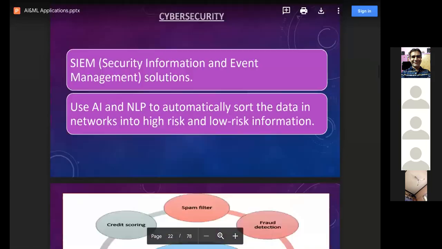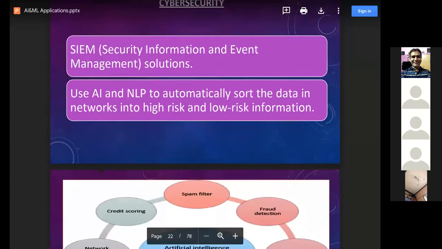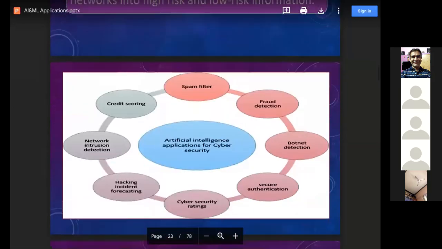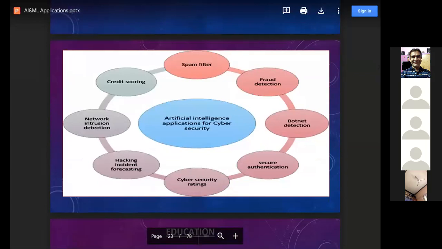Then you have cyber security where we have developed a security information and event management solution, right, using AI and NLP. For example, I have told you about various things like spam filter, credit scoring, network intrusion detection systems. A lot of work has been done in network intrusion detection systems in developing efficient firewall systems. Then you have hacking, phishing, vishing, all these things are being taken care of.